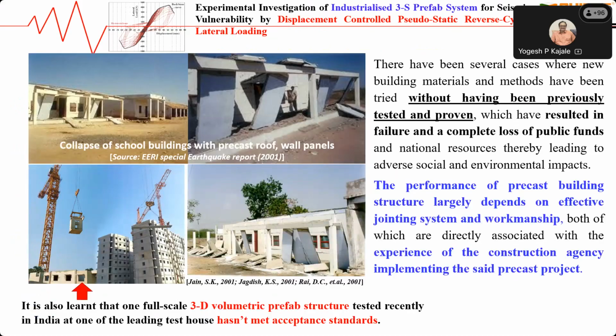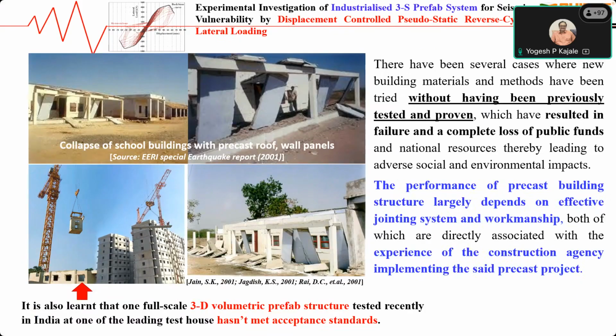We all know that precast construction systems have been used in India for a long time, almost 6 decades. We also know that there has been one major incident wherein the precast system failed miserably. This particular incident happened during the Gujarat Bhuj earthquake, in the year 2001.